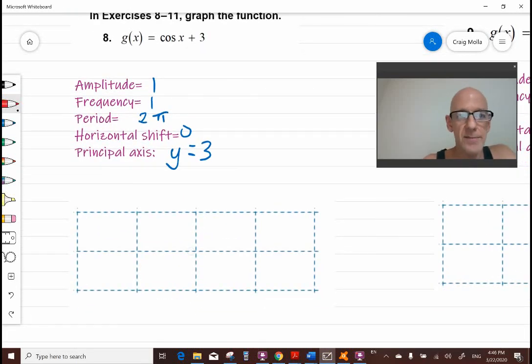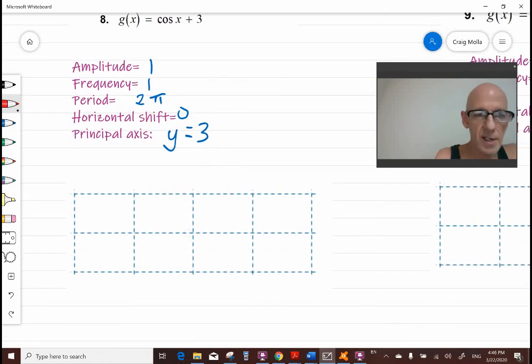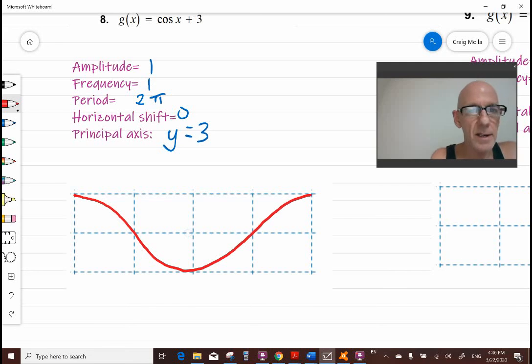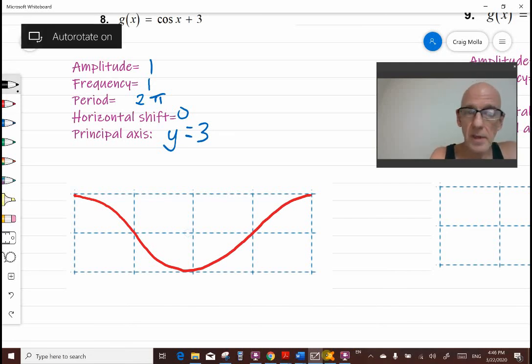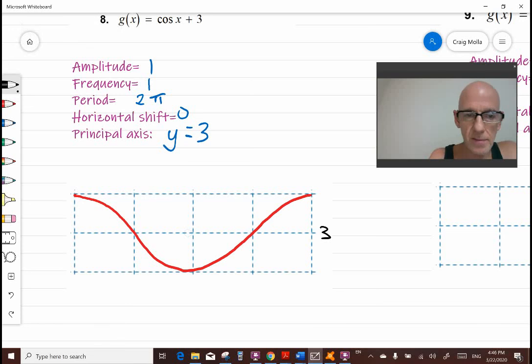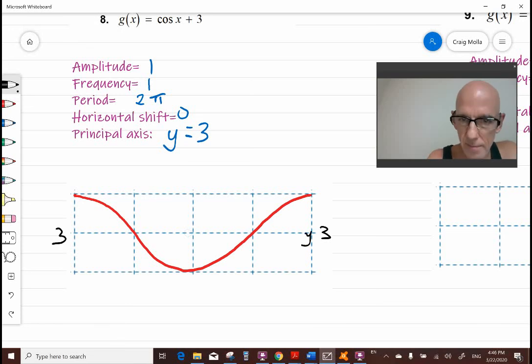It's a cosine curve. So we're going to start at the maximum, down to the principal axis, through the minimum. So it looks a bit like that. Now the principal axis was 3, so y equals 3. Amplitude's 1, so we go down to 2 and up to 4. There is no horizontal shift, so we're going to start at 0 and we're going to finish at 2 pi.